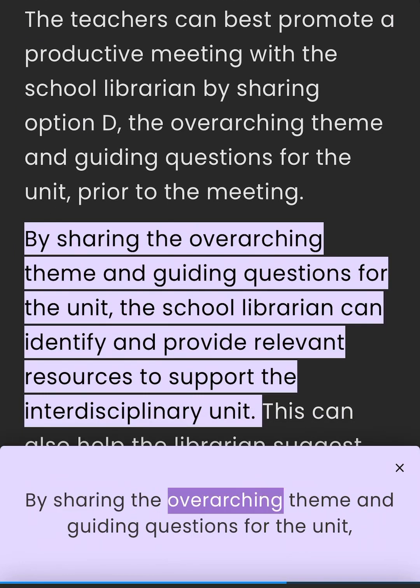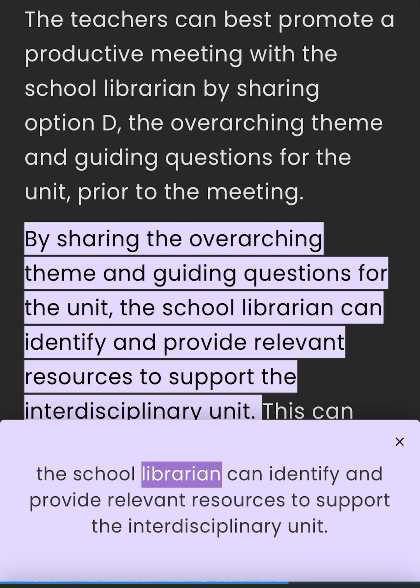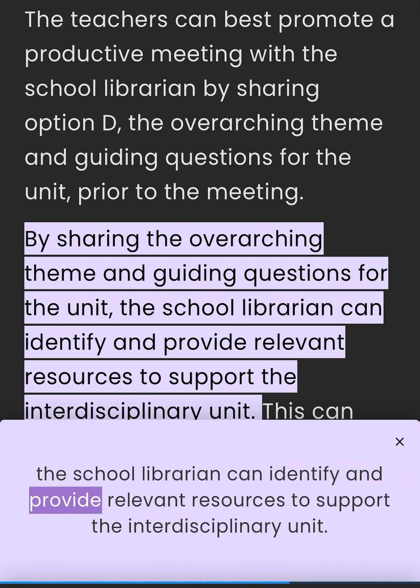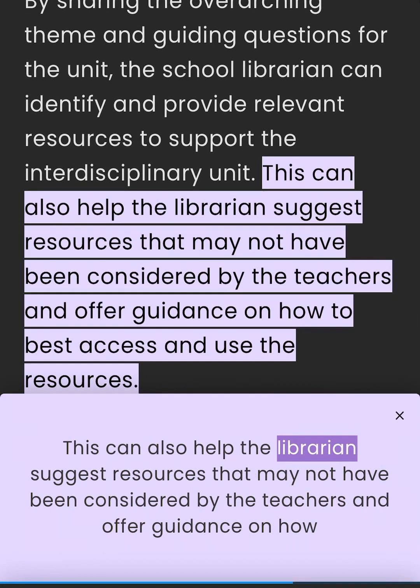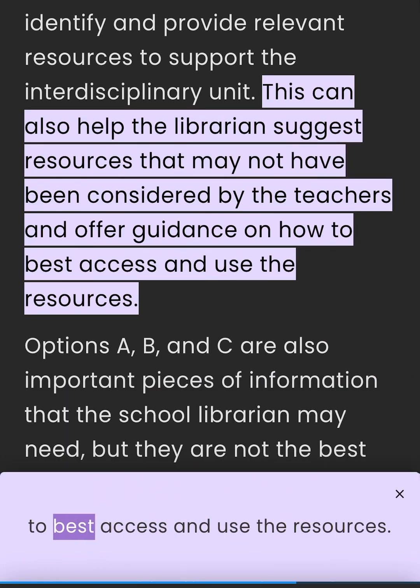By sharing the overarching theme and guiding questions for the unit, the school librarian can identify and provide relevant resources to support the interdisciplinary unit. This can also help the librarian suggest resources that may not have been considered by the teachers and offer guidance on how to best access and use the resources.